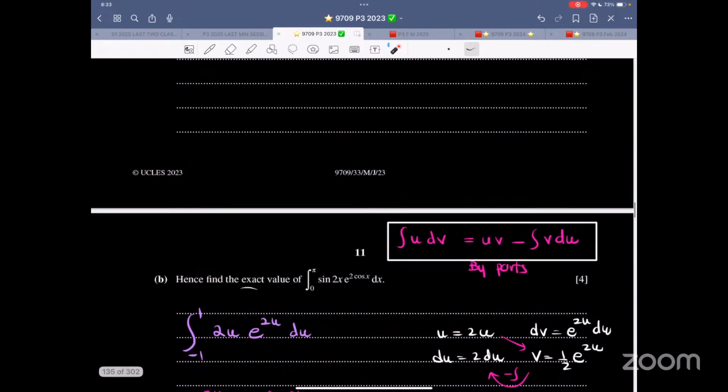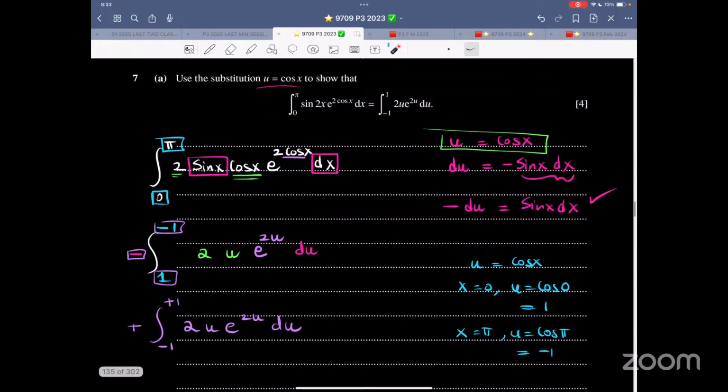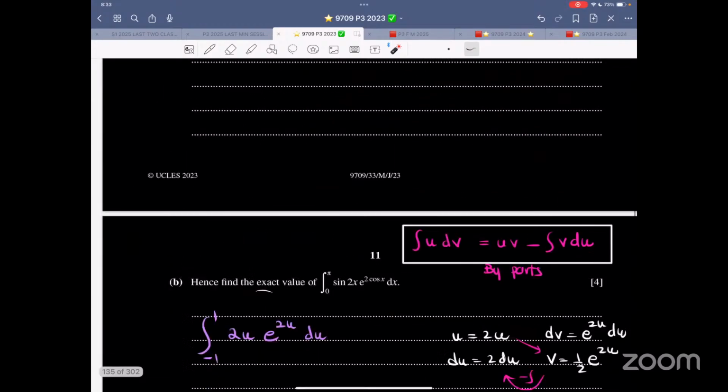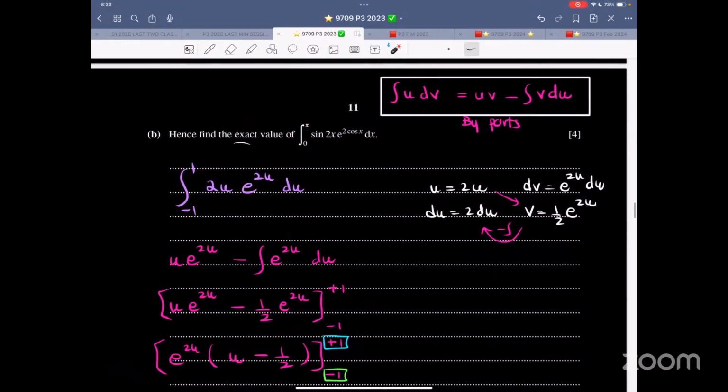This is a nice question. Have a good look. It says use the substitution u is equals to cosine x. Show that this thing gets converted to this thing. And then how do you integrate this thing? That is integration by parts. So someone cannot prove the first part, at least go to the second part. So this is sine 2x e raised to power of 2 cos x. That is 2u e raised to power of 2u.